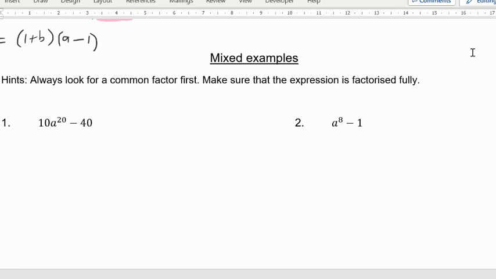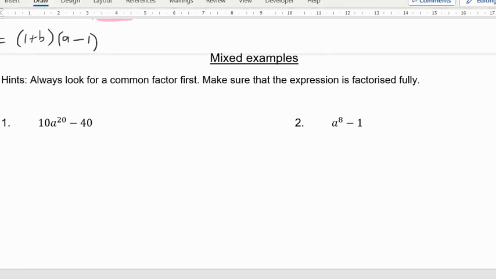Okay, hence, always look for a common factor first. And then make sure that it is fully factorized. Often a question is like 4 or 5 marks when there's more than one method of factorization in there. Like first you have to take out a common factor, and then maybe then it's dots, and then students stop just after taking out the common factor, and then you lose most of the marks. So try and avoid that.